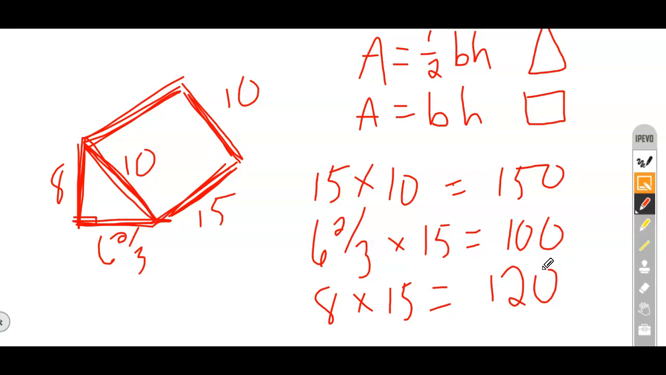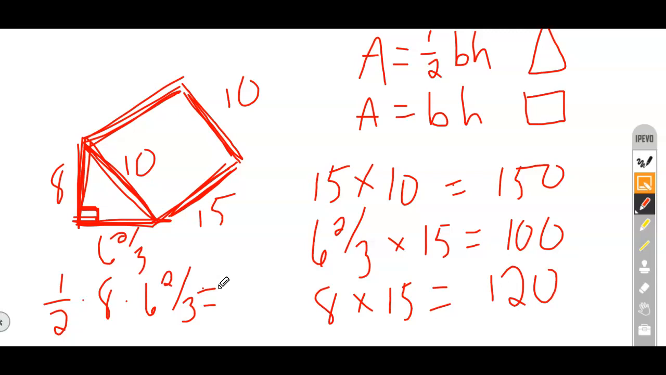What other shapes do I have? I got 2 triangles, right? 2 triangles. So what are the dimensions of my triangles? Isaiah? 6 2/3 times 8. Excellent. Remember, we look for that perpendicular, the right angle. So we're going to go 1/2 times 8 times 6 2/3. Don't forget to put a half in there because we're finding the area of a triangle now.